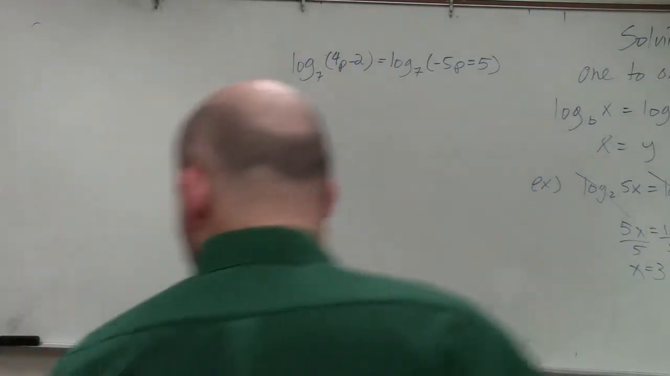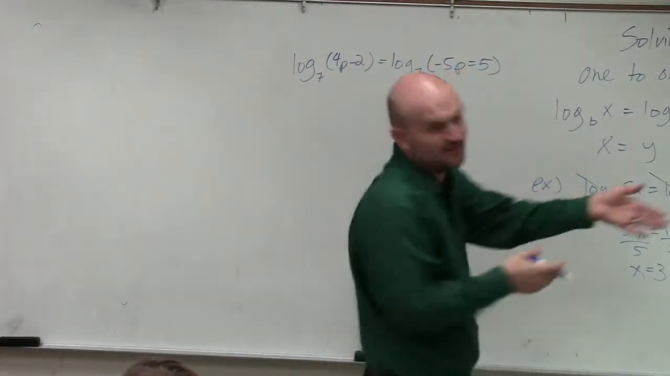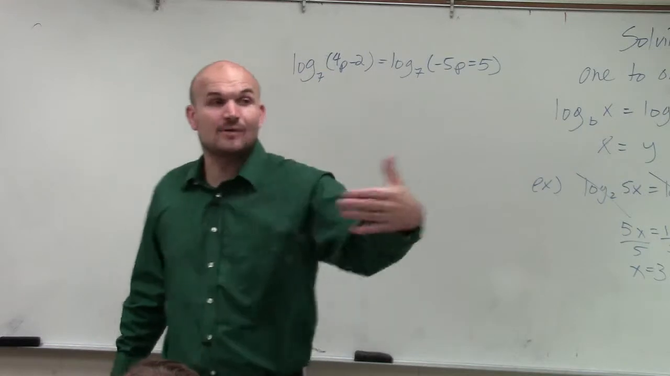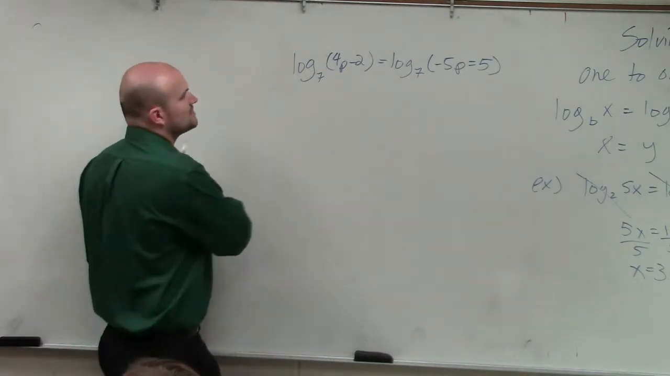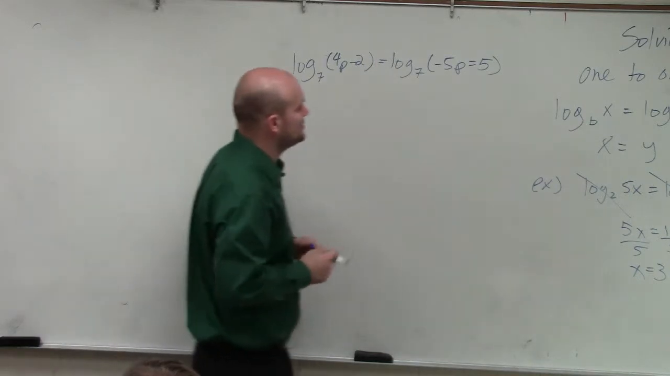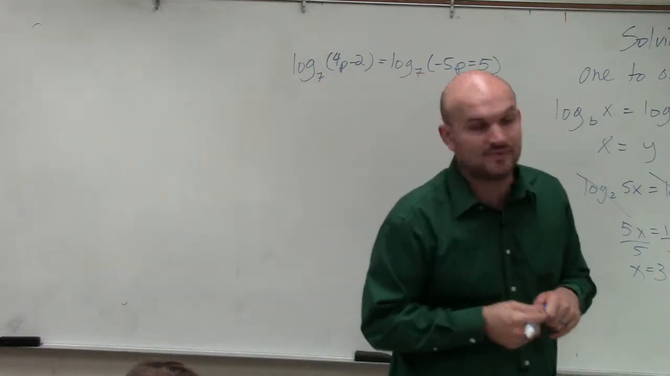So here's going to be an example. I gave you guys one example, but now we're going to go through and do some other examples. So basically, ladies and gentlemen, what we have here is log base 7 of 4p minus 2 equals log base 7 of negative 5p plus 5.